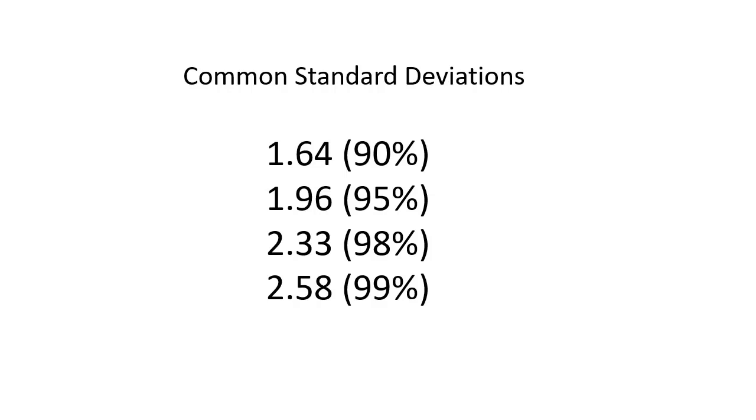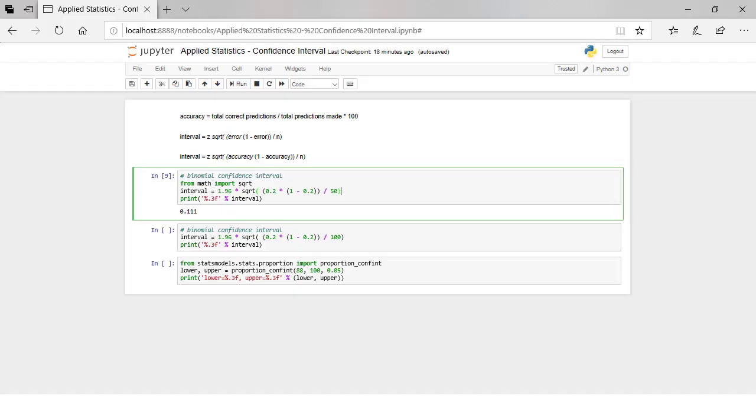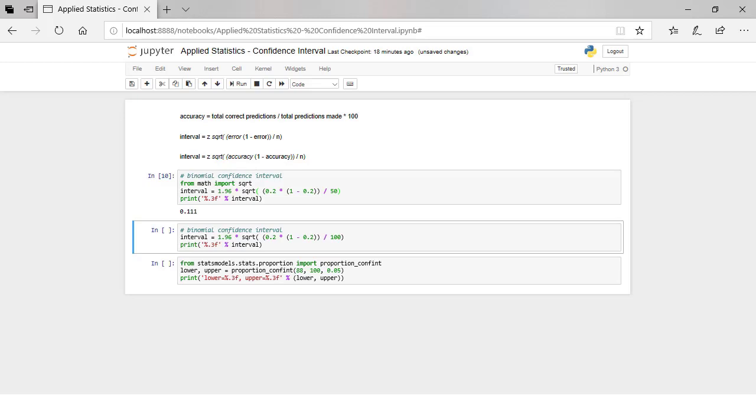Consider a model with an error of 20%, or 0.2. Error equals 0.2. On a validation dataset with 50 samples, n equals 50. You can calculate the 95% confidence interval, where z equals 1.96. Running the example, you calculate the results of the confidence interval. You can then make these claims. The classification error of the model is 20%, plus or minus 11%. The true classification error of the model is likely between 9% and 31%.